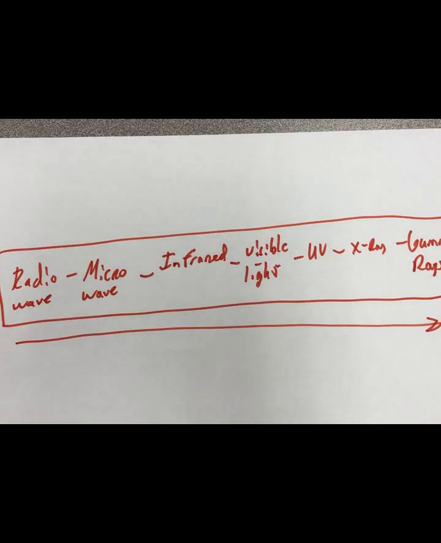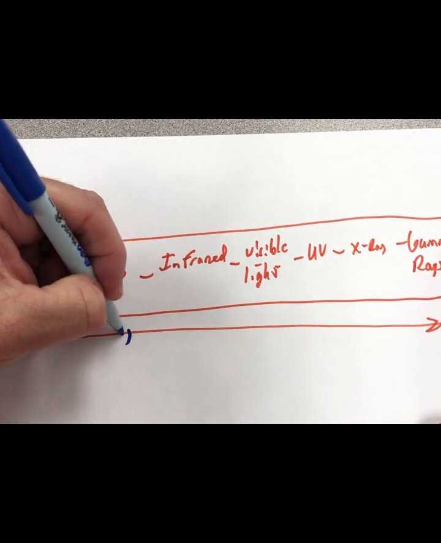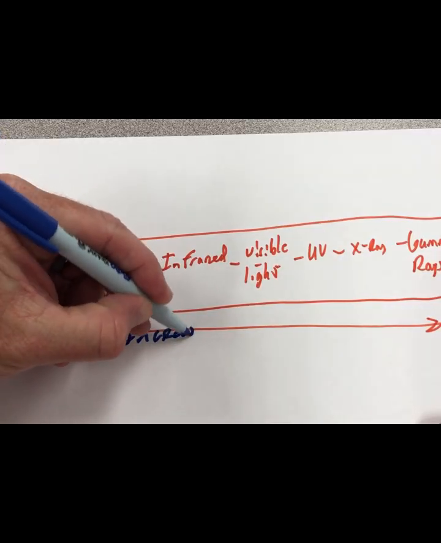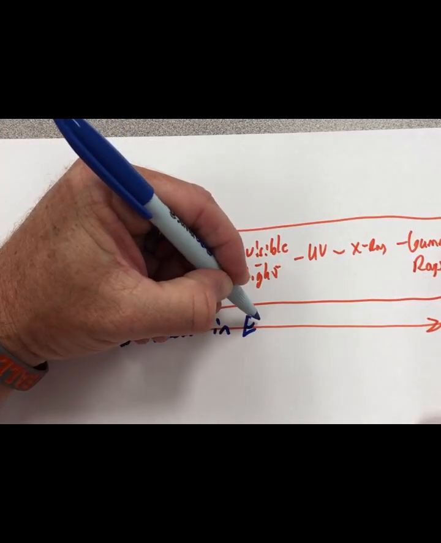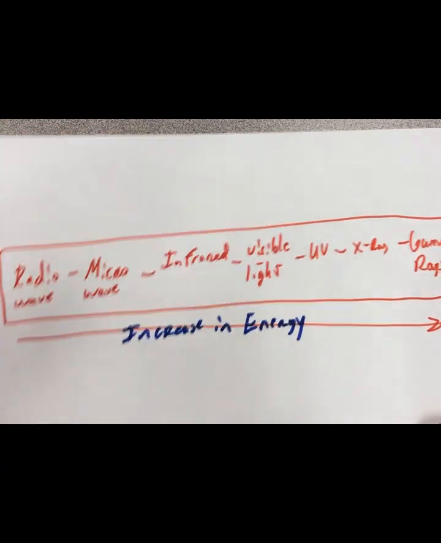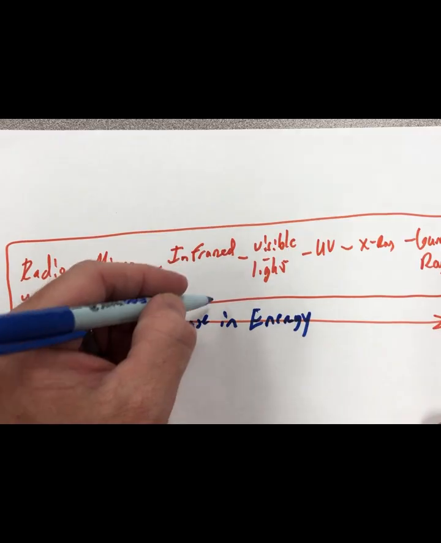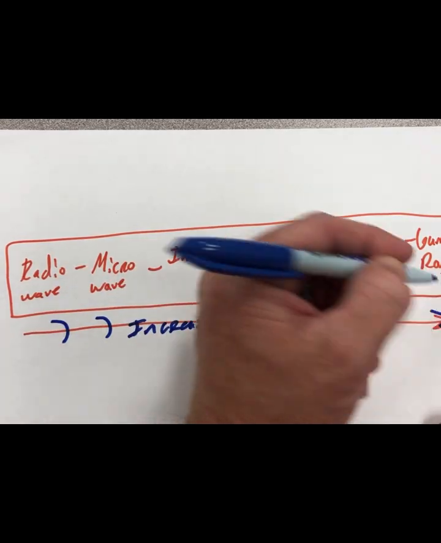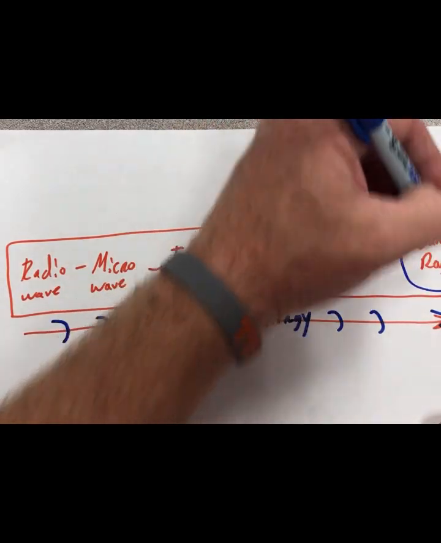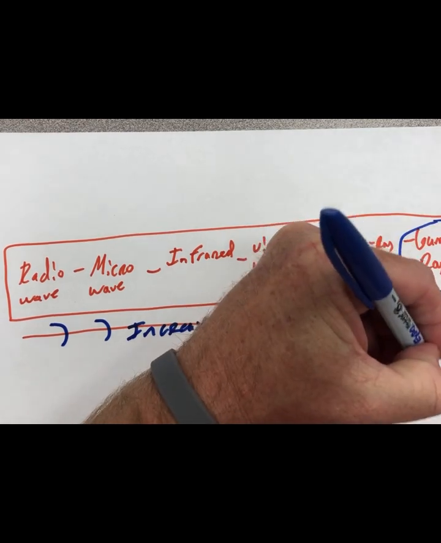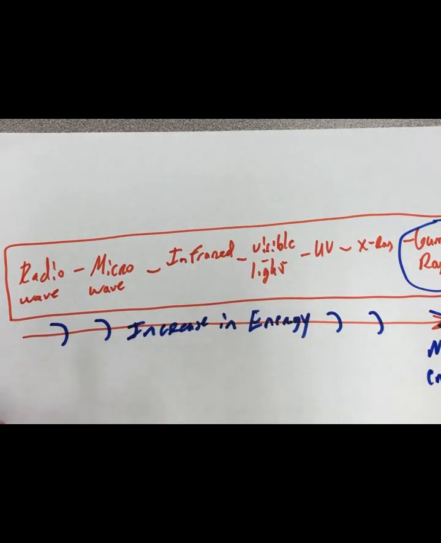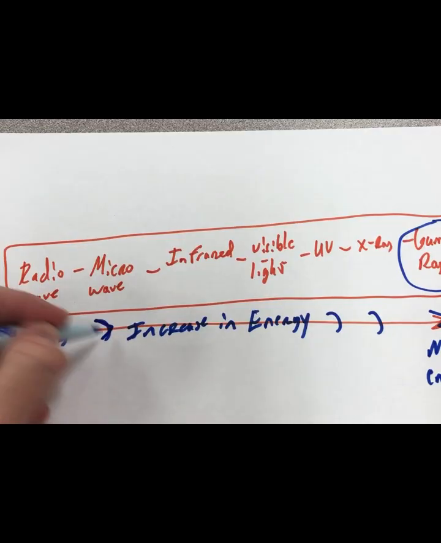Change pins here for you. Increase in energy. Okay, going from radio all the way. So gamma has the most energy. Okay. And those are supposed to be arrows.